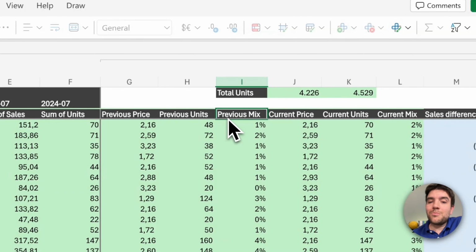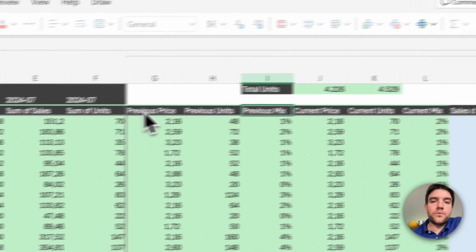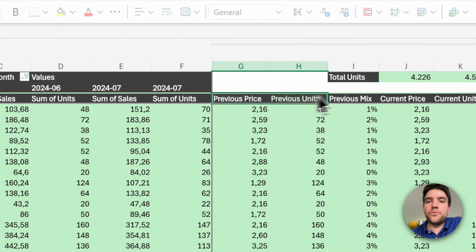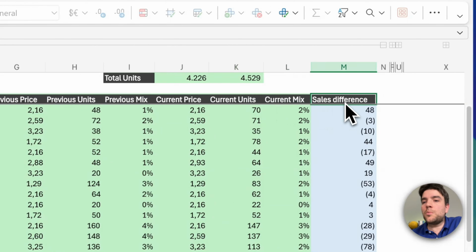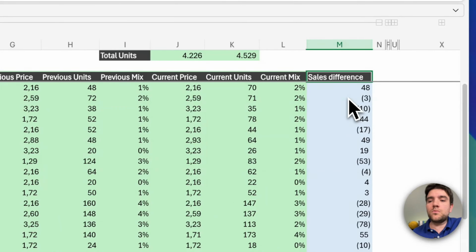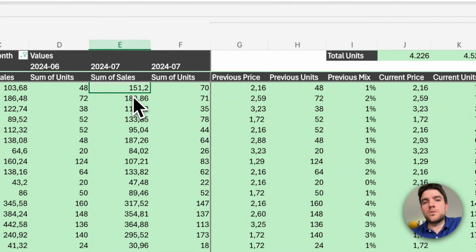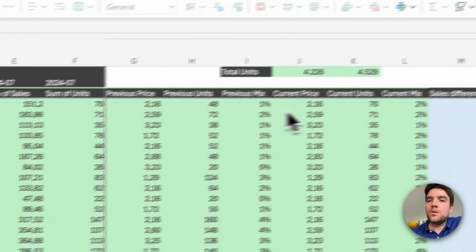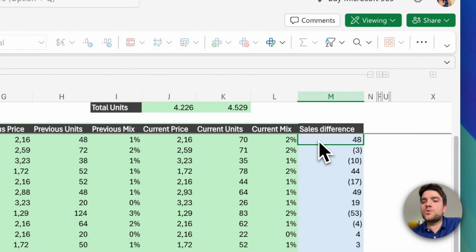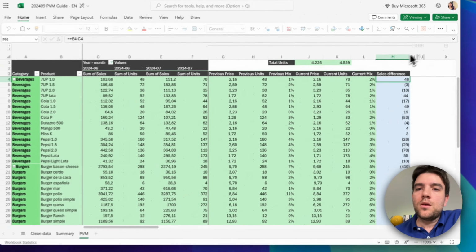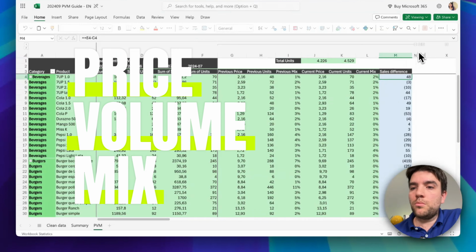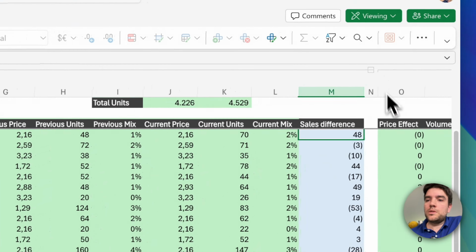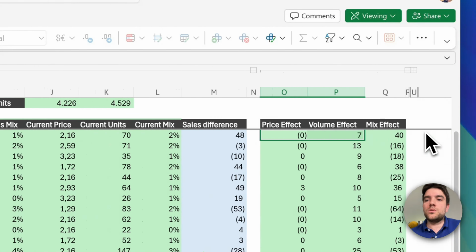These calculations must be done for both of the time frames. So we have first all the calculations for June and then for July. We also have a column here, which is the sales difference, which basically means the sales of July minus June. This is going to be used later on to compare the results. So now we have all the calculations we need to start doing really the price volume mix analysis. So let's start with the calculations.